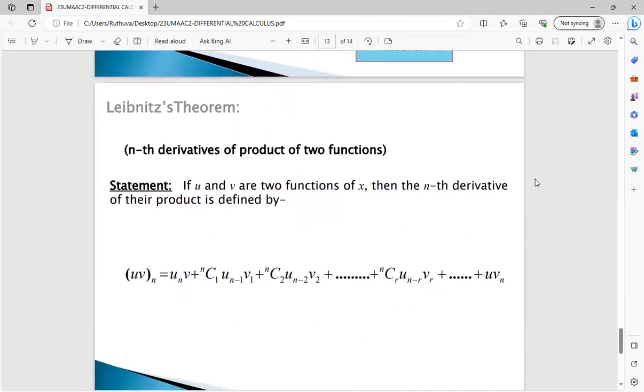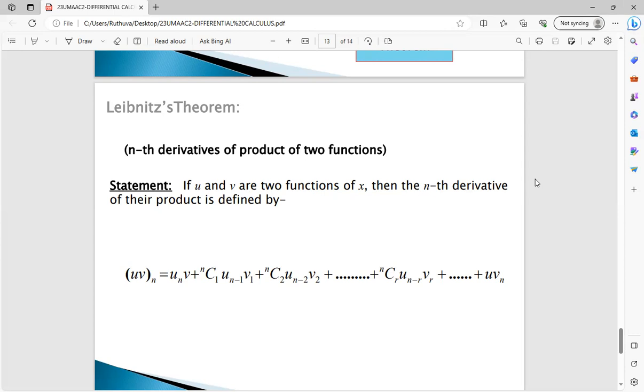Leibniz theorem plays a very important role in successive differentiation and higher order differentiation, because Leibniz founded this. In honor of Leibniz, this theorem is called Leibniz theorem. Leibniz theorem is nothing but the nth derivative of the product of two functions. In successive differentiation, we see the nth order derivative. Here, we are going to see the nth derivative of the product of two functions.